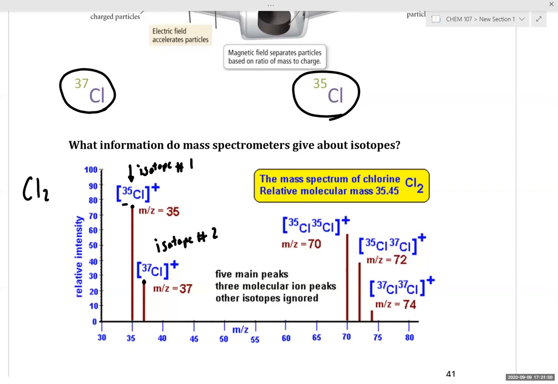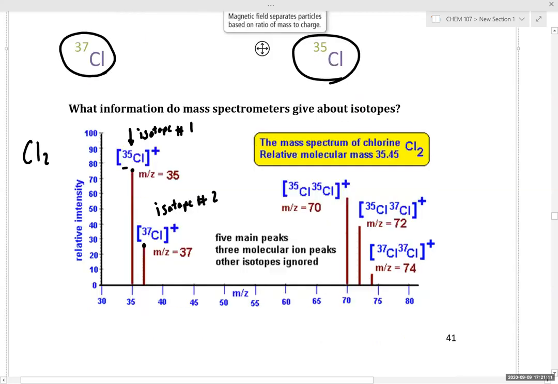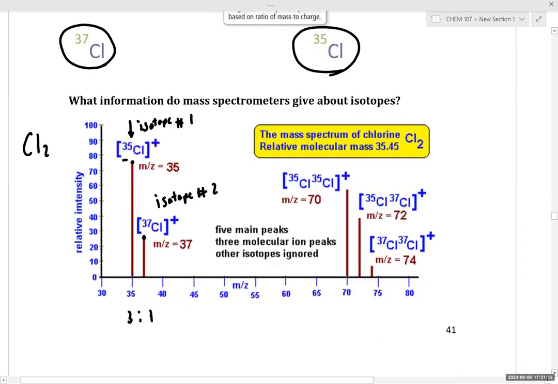And which isotope do we have more of in natural abundance? Yeah, we have more chlorine 35. We have way more. It's almost a 3-to-1 ratio. So the relative amount of each isotope gives us a sense of the relative amount of each isotope in nature. The majority of the isotopes of chlorine in nature will be chlorine 35.